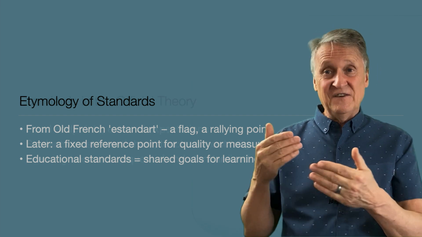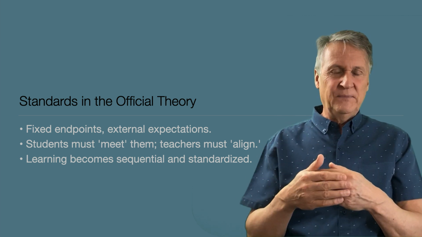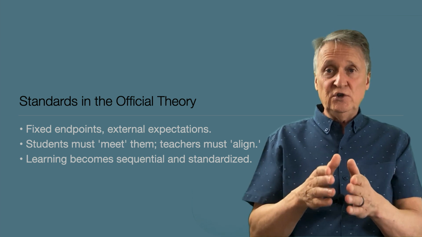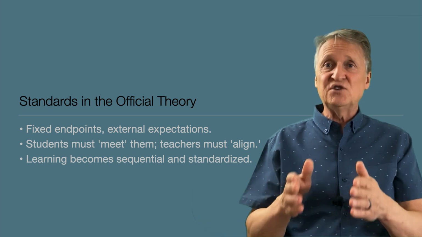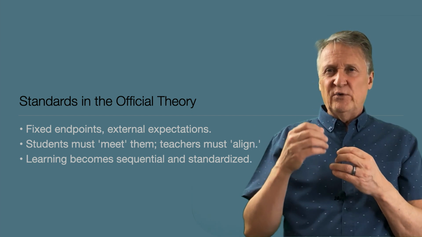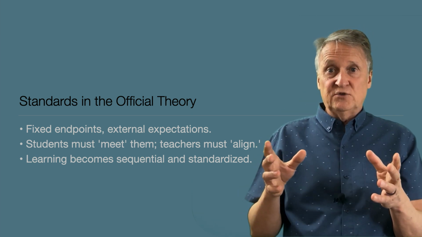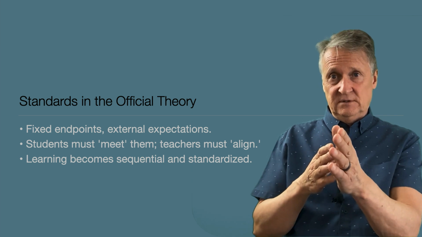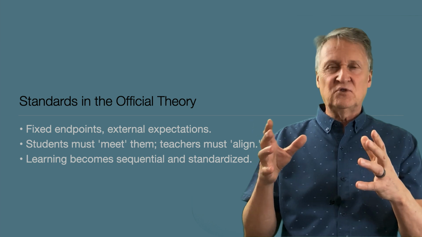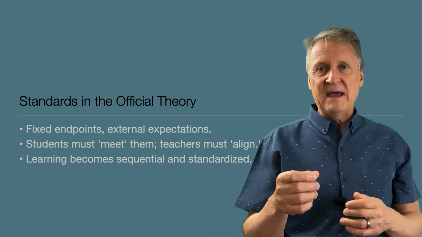Within the context of the official theory of learning, standards are treated as fixed endpoints, external expectations that define what all students should know and be able to do at each grade level. They're written at a distance from the learner and placed like mile markers along a predetermined road. Teachers are told to align with the standards. Students are expected to meet them. And entire systems are built around evaluating how well those standards are met and mastered.